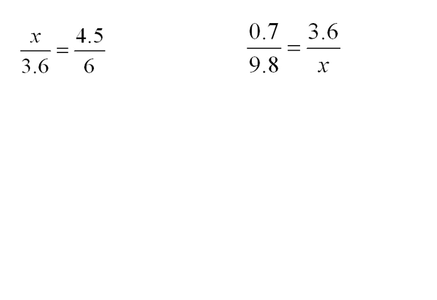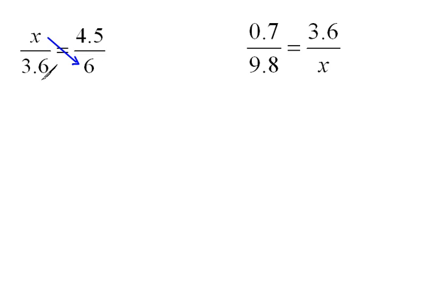Alright, as we continue working some of these proportion problems, here we have one that says x over 3.6 equals 4.5 over 6. So remember, these are proportions. We're saying this is to this as this is to this. Now, there's no way that we're going to be able to figure out what times 3.6 equals 6 in our heads. So we're going to use our proportion technique, our cross product technique.